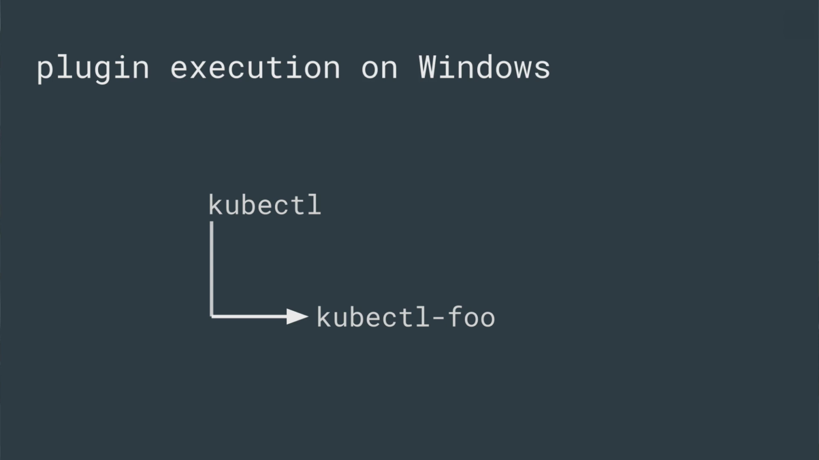On the Windows side, since there is no equivalent of the execv system call in the Win32 API, the plugins are executed as a sub-process of kubectl. In this case, kubectl forks and runs your executable, then waits for it to finish and looks at its status code to determine the status code of the kubectl execution. So to wrap things up, on Linux and Mac, your plugins replace the kubectl process. On Windows, they run as a sub-process of kubectl.